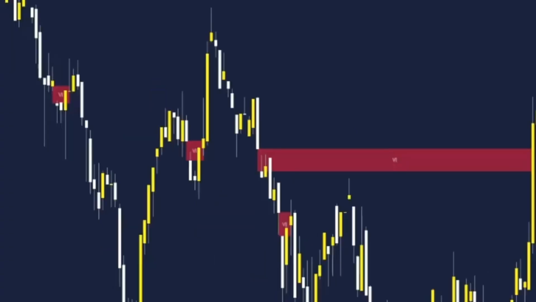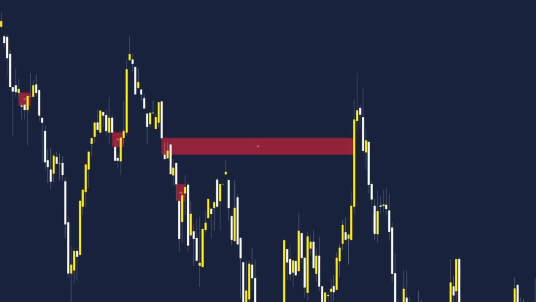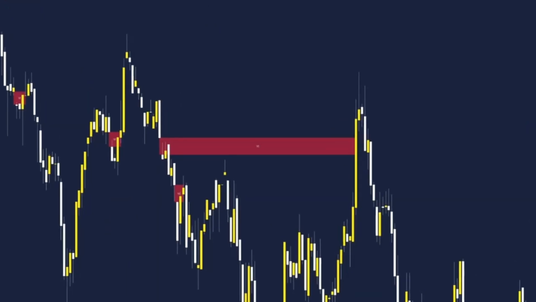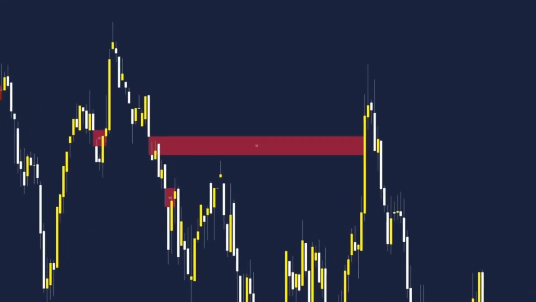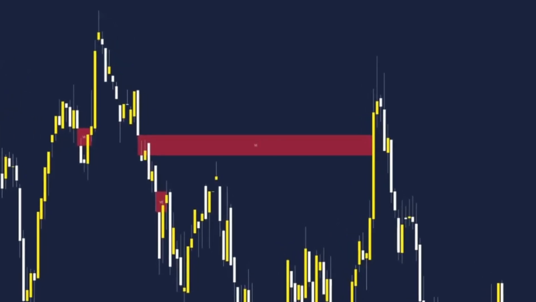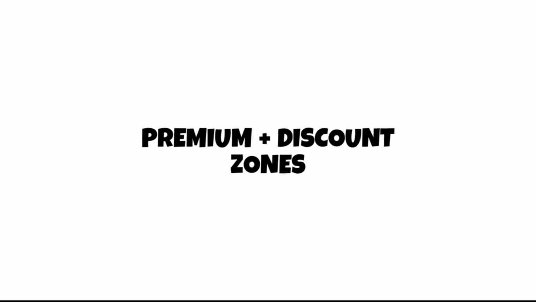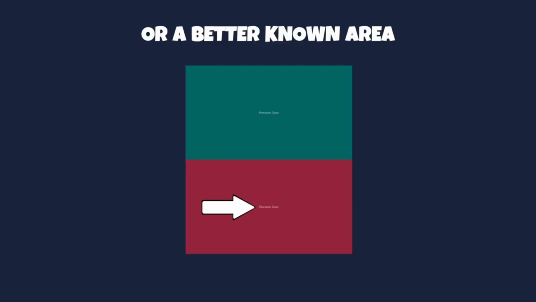The volume imbalances form where there's a gap between two candle bodies. Typically, these gaps become filled by future price, which means that we can use these to plan trades for where price is expected to go. And last but certainly not least, we have the premium and discount zones. These zones show when price is discounted, or a better known area where an asset is much cheaper than usual, and the premium zones show where an asset is more expensive.